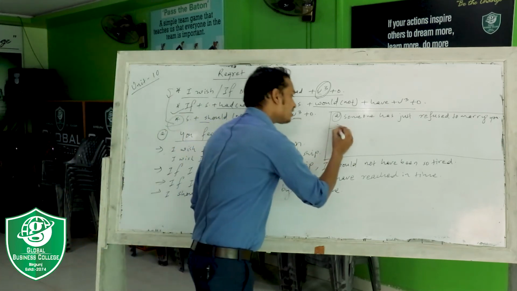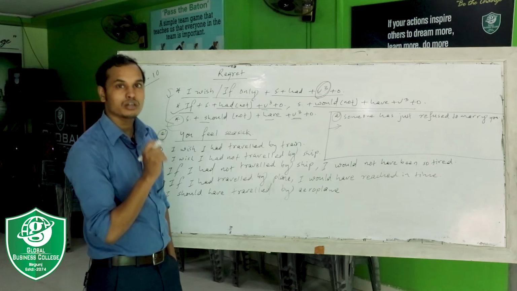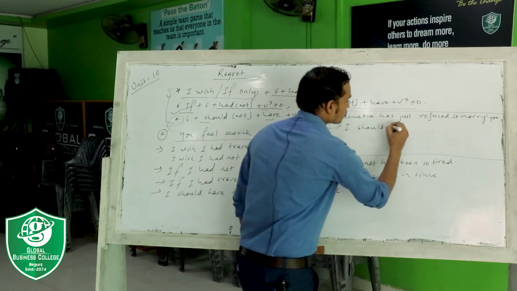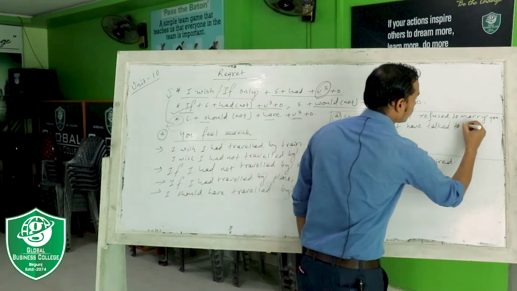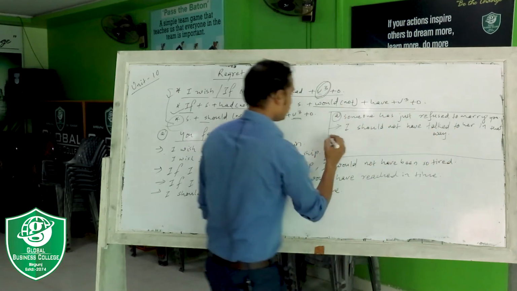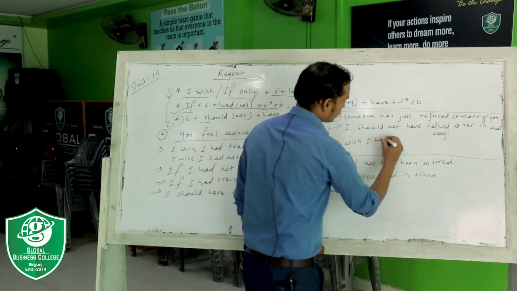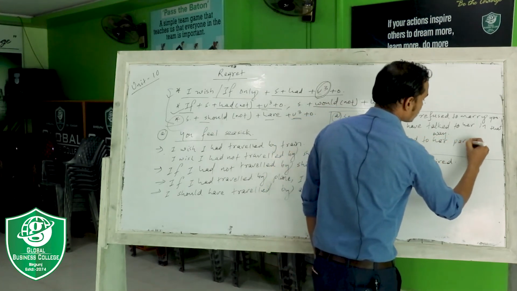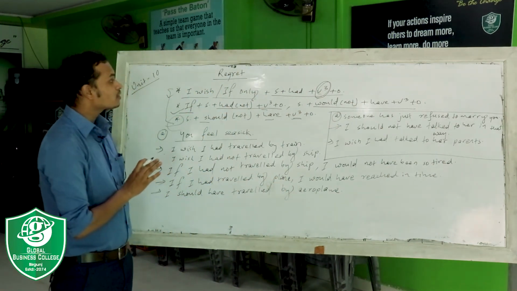Yes, you will think that I should not have talked to her in that way. I should not have talked to that boy in that way. This way you will regret. I should not have talked to her in that way. Or you might think, I wish I had talked to her parents. In this way, anything you can regret here. So these are the examples of regret.